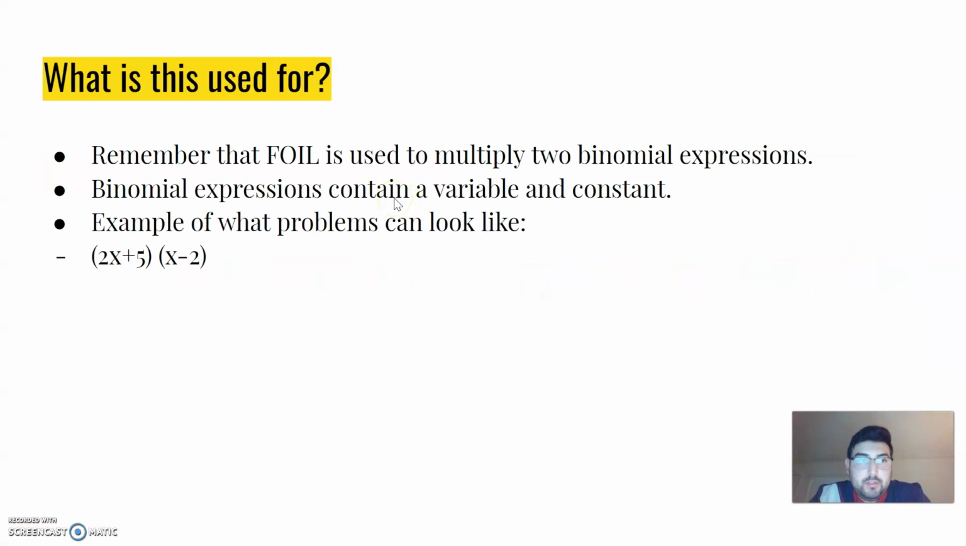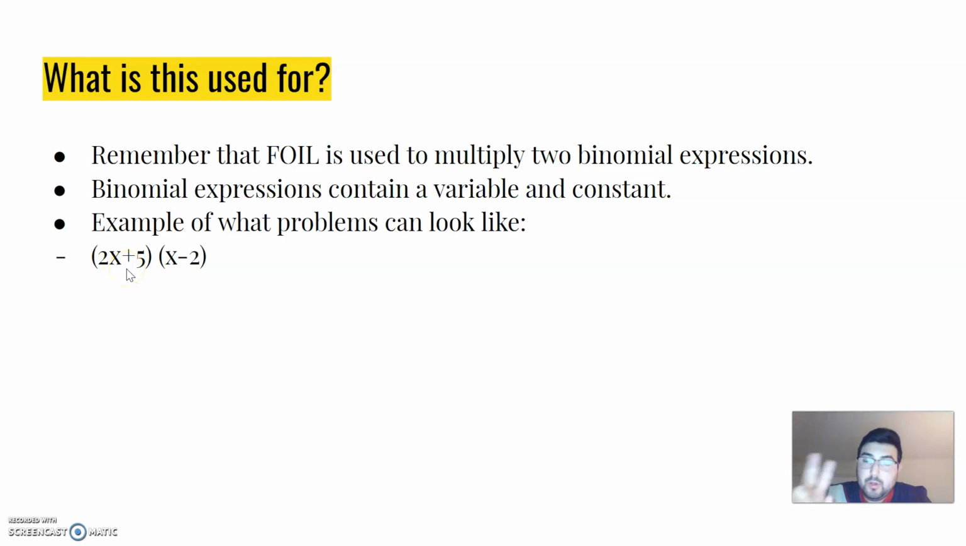So what is this used for? Remember that FOIL is used to multiply two binomial expressions. Binomial expressions contain a variable and a constant. Remember that a variable is anything that has a letter with it, like 2x. And a constant is just a number, so 5. 2x plus 5, that'd be a binomial.